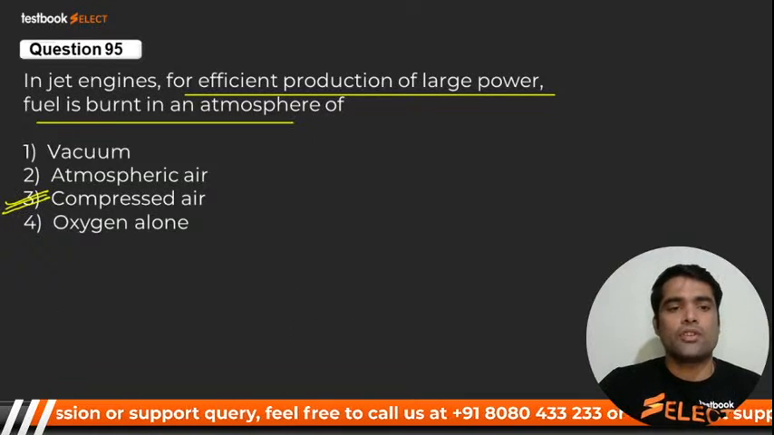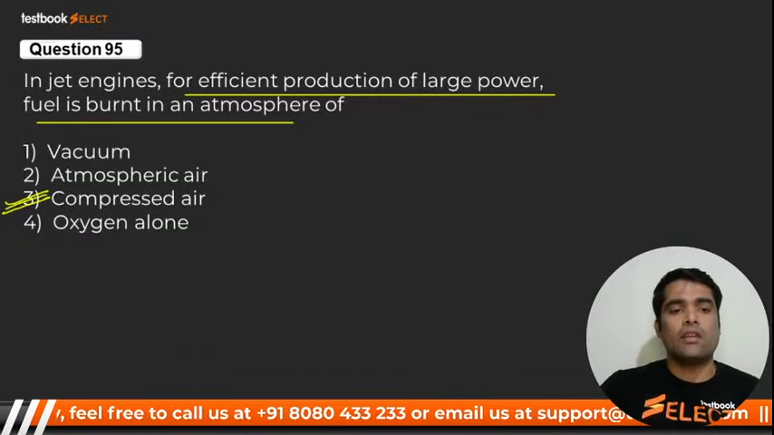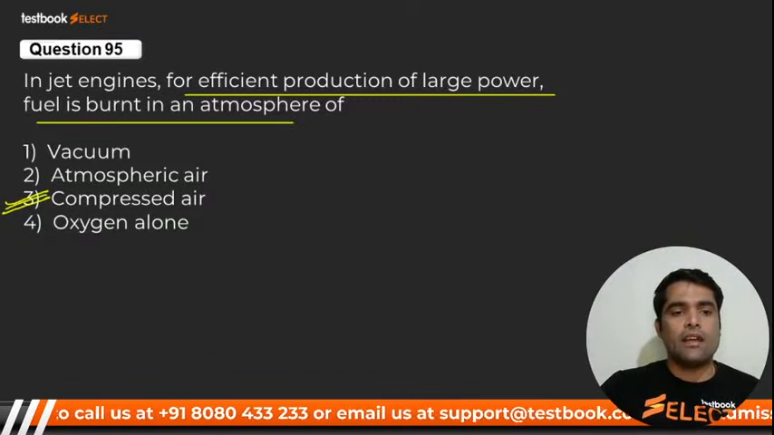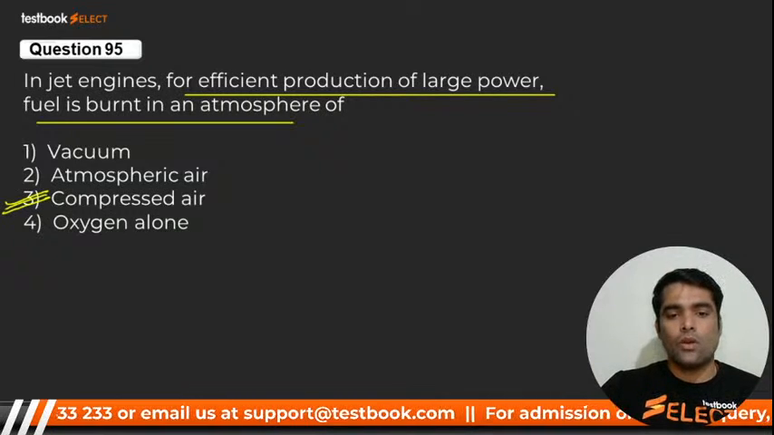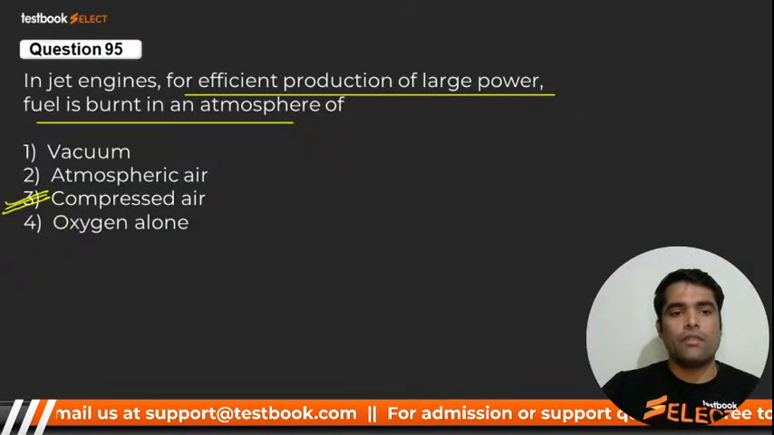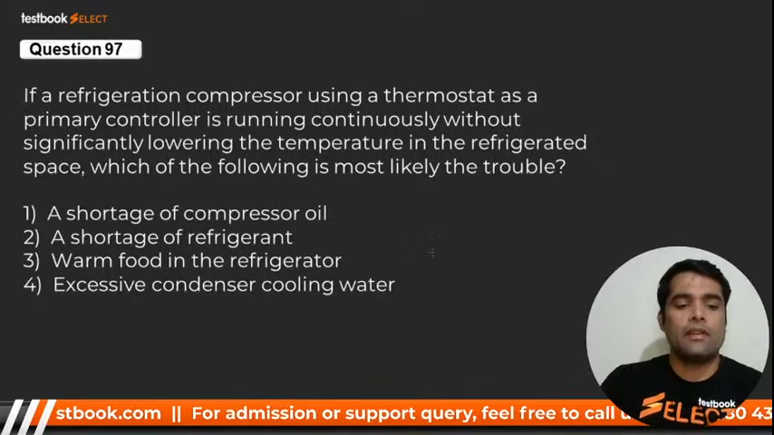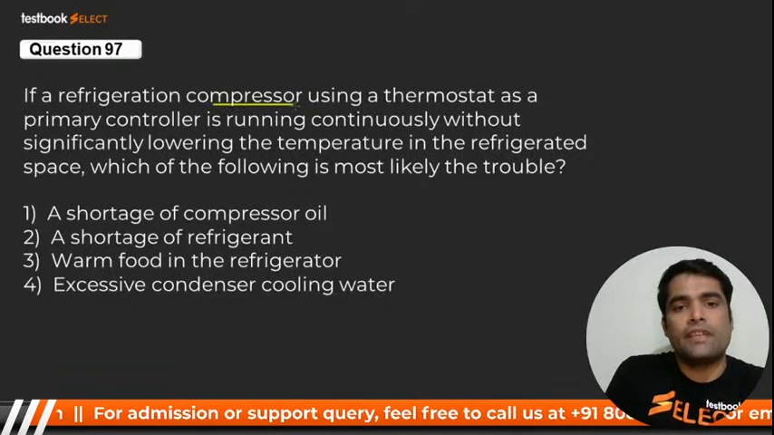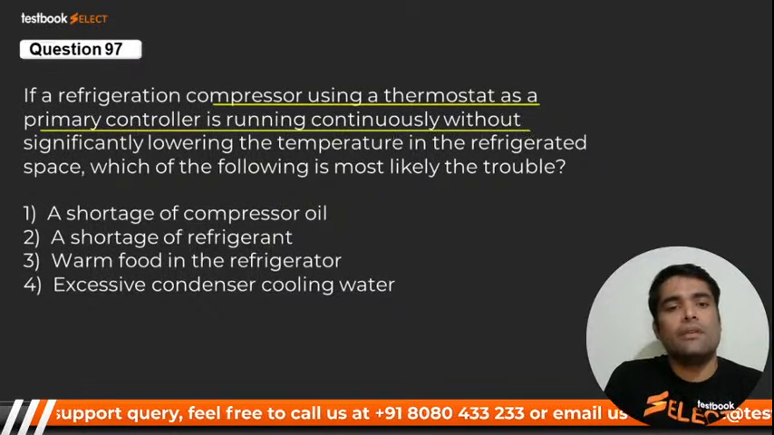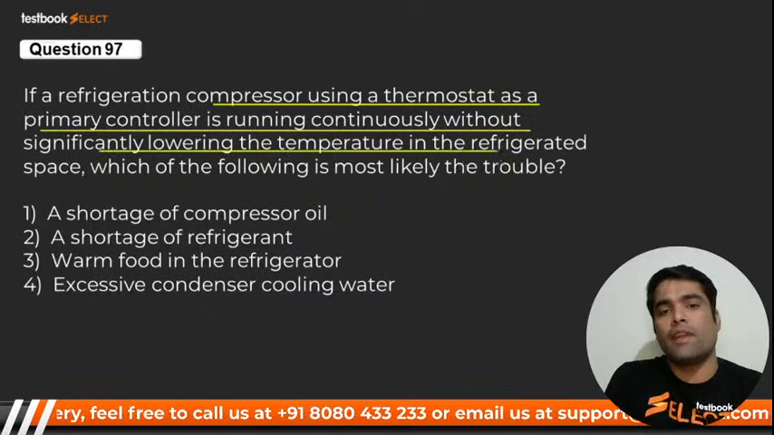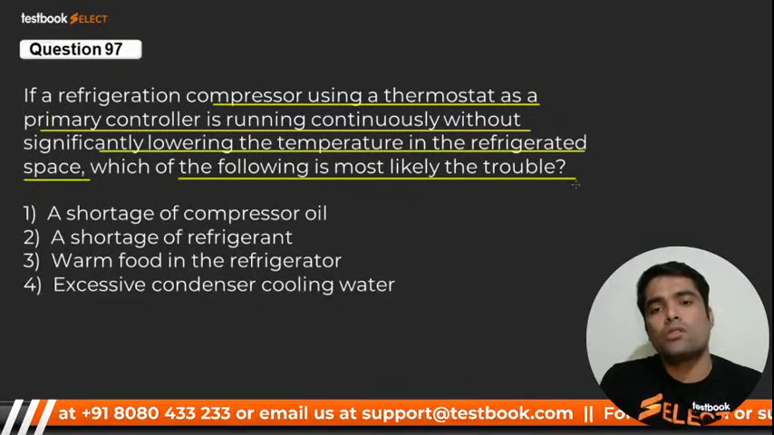Which question is missing? Can you tell me the another question? 97. Which one is missing, my dear? Can you tell me? 97, na? Let me check. Okay, now 97 is missing, now. This is 97. If a refrigeration compressor using a thermostat as a primary controller is running continuously without significantly lowering the temperature in the refrigerated space, which of the following is most likely to be trouble?